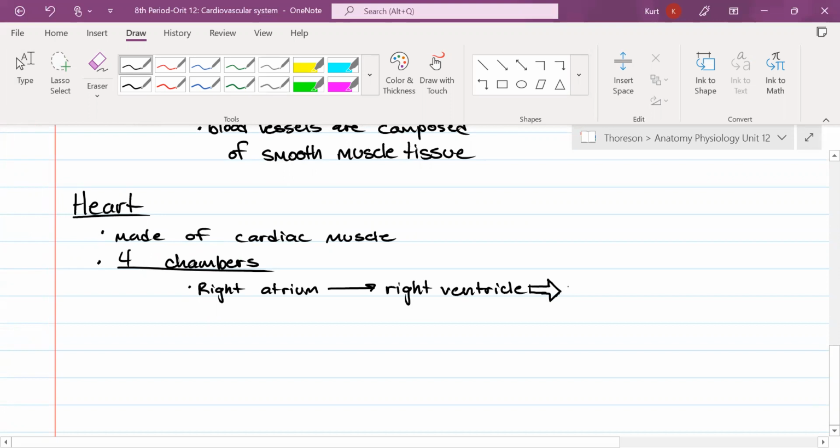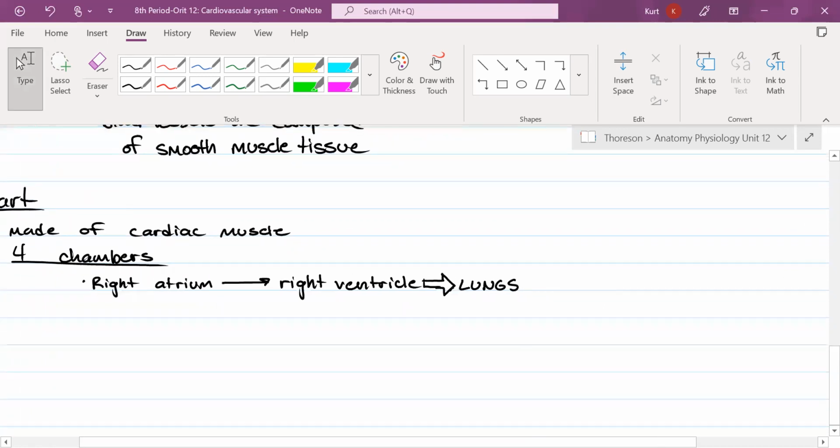The right ventricle leads to your lungs. Now, is your lungs considered a chamber of your heart? No, but this is like the halfway point. After your lungs, blood will go to your left atrium, and then it will conclude at your left ventricle.